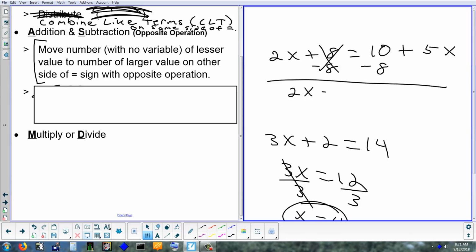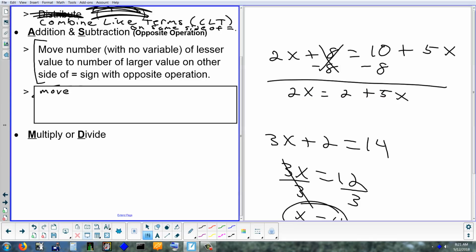That's good. But I still have letters on both sides. I don't want that. I want to get all the letters on the same side. So the next thing is you're going to move your letters all on the same side. Okay, and they have to be moved to the opposite side of the number. I think that's basically what we were saying. So move the number with the variable to the opposite side. So whatever side you move things to in the first step, in the second step, you're going to move them to the other side.